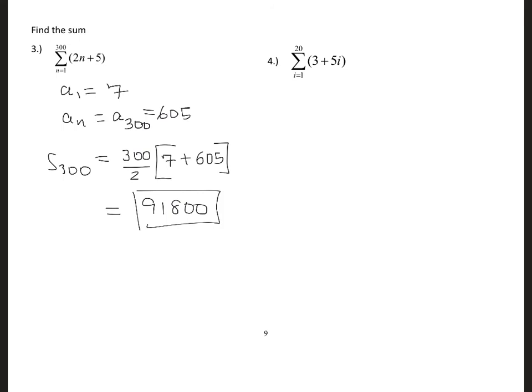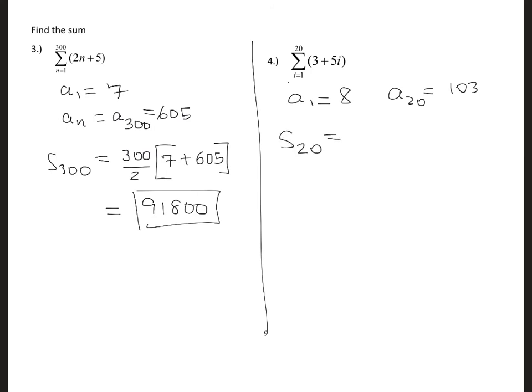Okay, let's do the other one here. Again, I'm going to find the first term. So I plug in 1 into the series, I get 8. I plug in 20, then I get 103. And then I need the sum of the 20 terms.